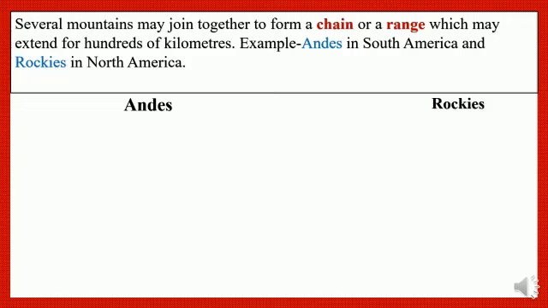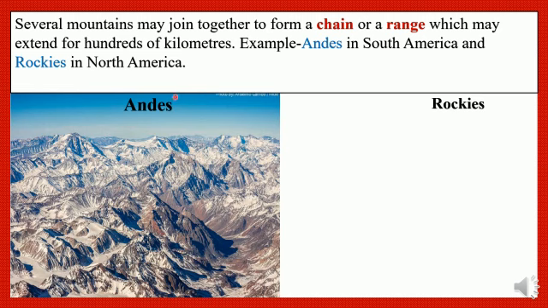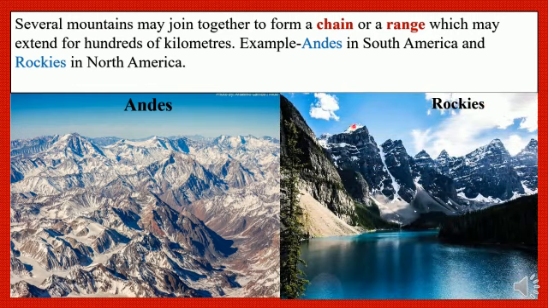Now several mountains join together to form a chain or range of mountains which may extend up to hundreds of kilometers. We have two examples. For example, the Andes in South America. Look at this, the chain of different small mountains around here. And another example is the Rockies in North America. Look at here. This is the range of mountains or chain of mountains.